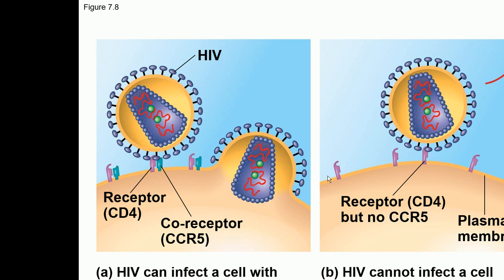So there are some people who are resistant to AIDS, and it has been found that they do not have this co-receptor. They do not have the CCR5, which is a co-receptor. So this virus cannot attack these people because they do not have this receptor, and this receptor is a membrane protein. So that shows the importance of the membrane proteins.